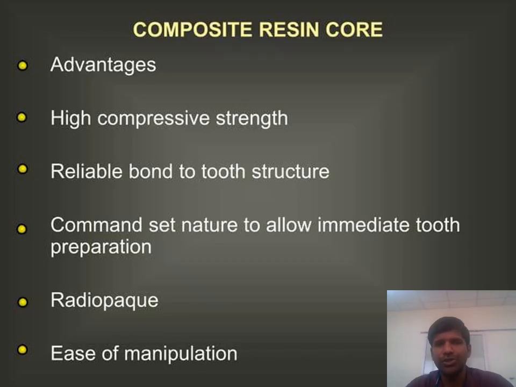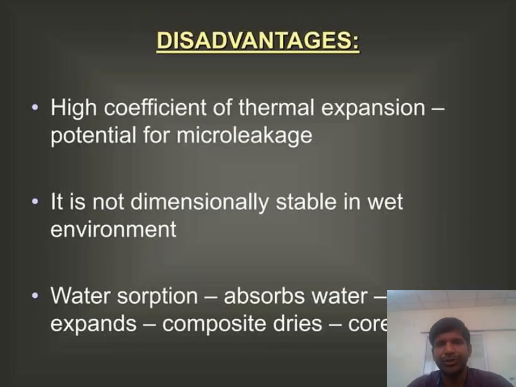Coming to the composite resin core, the advantages include high compressive strength and reliable bond to the tooth structure, and it lends itself by its nature to allow immediate tooth preparation, and it is highly radio opaque and easy to manipulate. Coming to the disadvantages, it has a high coefficient of thermal expansion which results in potential for micro leakage. It is not dimensionally stable in a wet environment. It has water resorption, absorbs water and expands, and the composite dries.